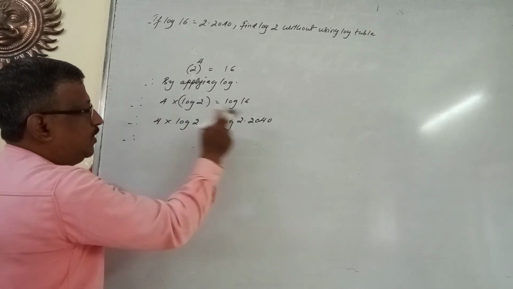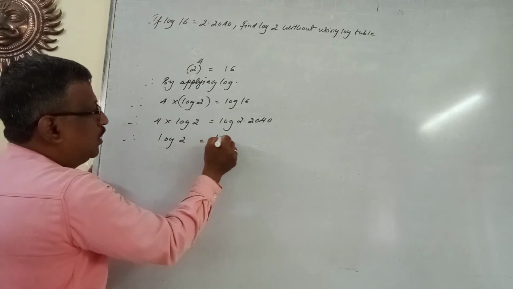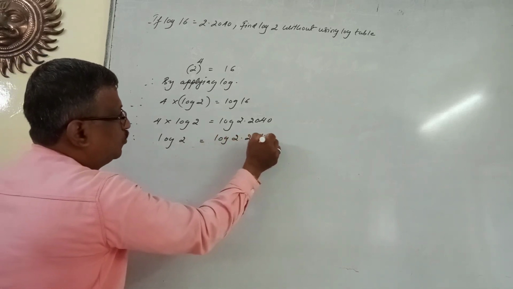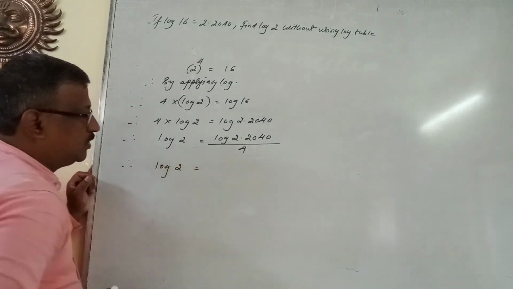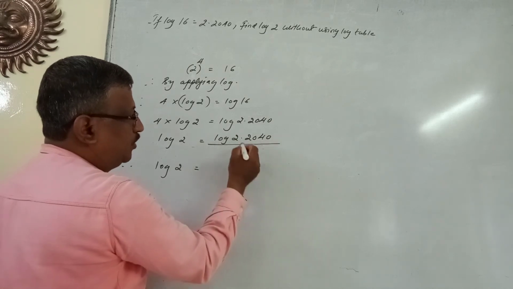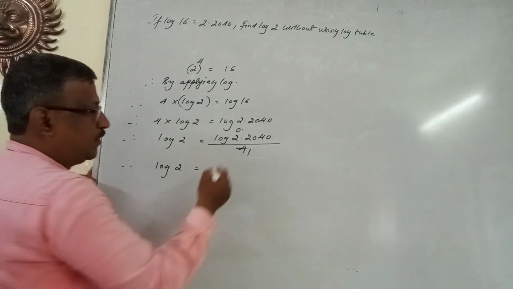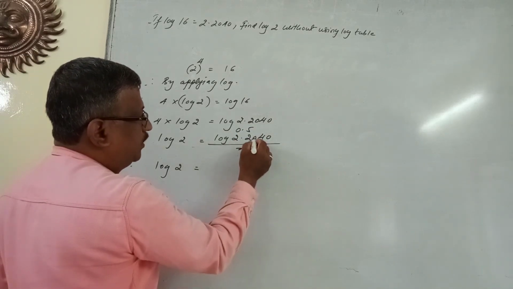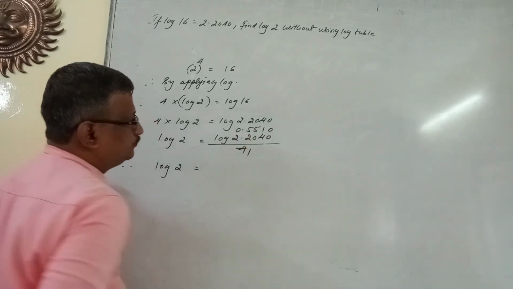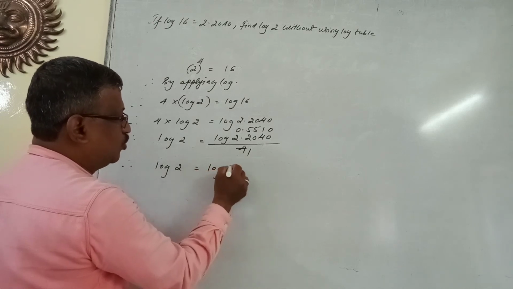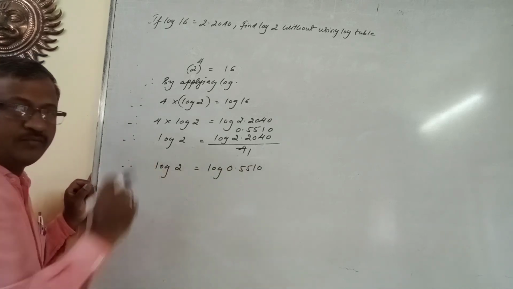If you transfer this, multiplication becomes division. So transfer 4 to that side. So log of 2 is equal to 2.2040 divided by 4. Now 2 is not divisible by 4, it takes 0. Take next digit, it is 22. 4 5s are 20. Balance is 2. Take next 0, 20. Again 4 5s are 20. 4 1s are 4. So after dividing, it comes to 0.5510. So 0.5510 is the log of 2.